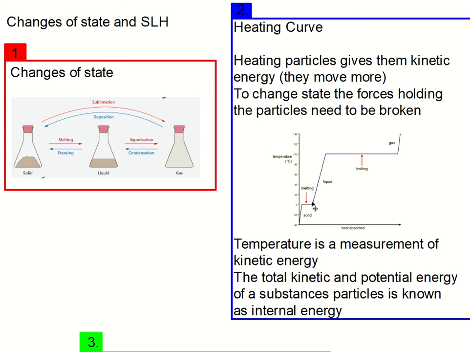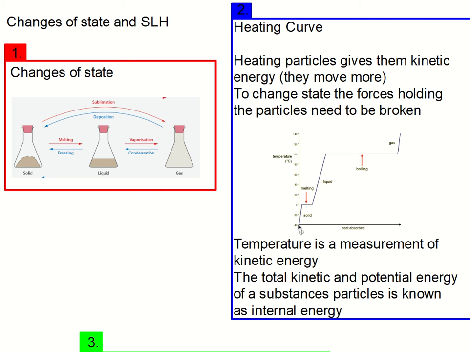You get to a point where the graph levels off. In other words, I'm still heating up the water, I'm still supplying it with energy, but the temperature is no longer rising, and that is what happens when the ice melts. What's happening here is the energy is not being used to make the particles vibrate more. It's being used to break those forces between the particles.